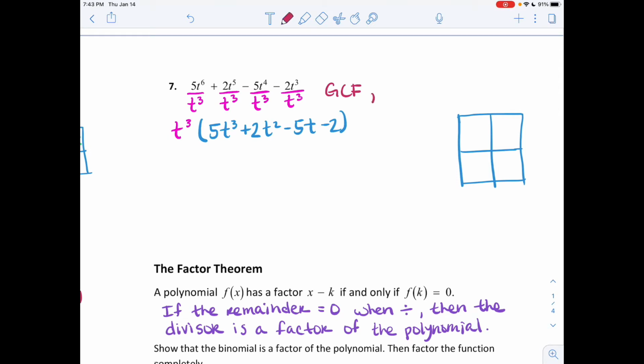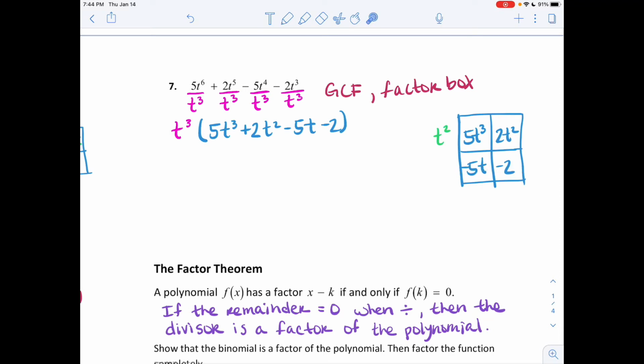We'll make a note that we're using factor box and write the terms. 5t cubed, 2t squared, minus 5t, minus 2. Looking across the first column, there's nothing in common with 5 and 2, but t cubed and t squared have a t squared in common.